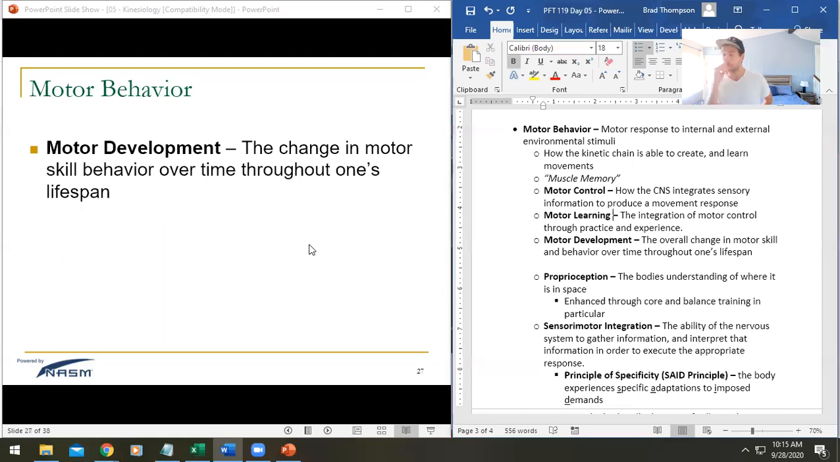And then there's the overall development over your lifespan, which is your motor development. And that's the overall change in your motor skills through time over your entire lifespan. So we're going to experience different types of motor development, and it's going to develop in good ways, and it's going to develop in bad ways.